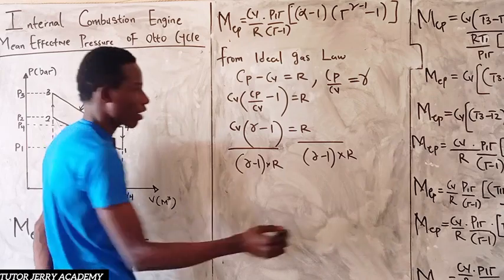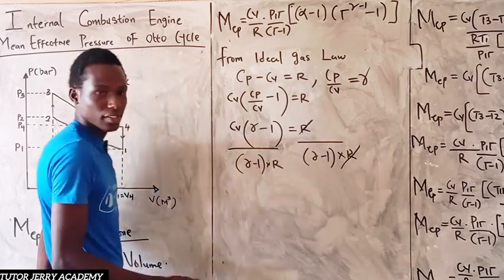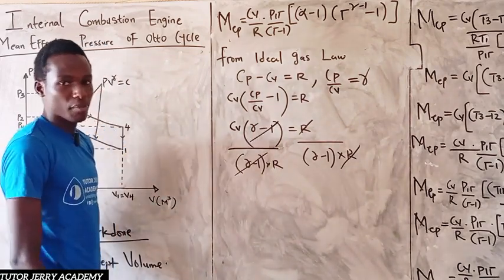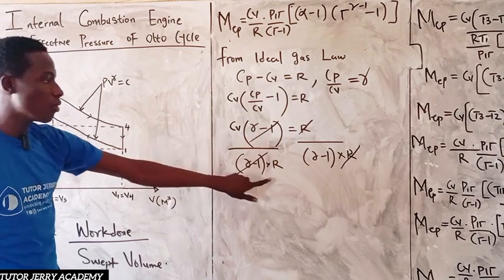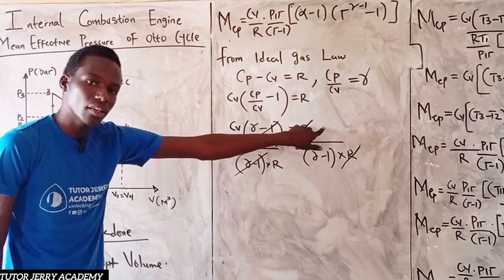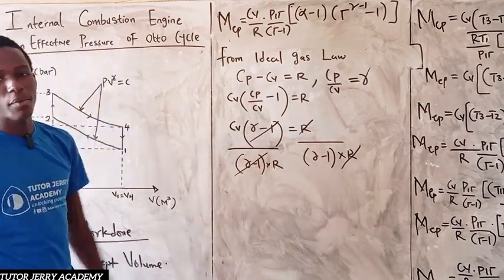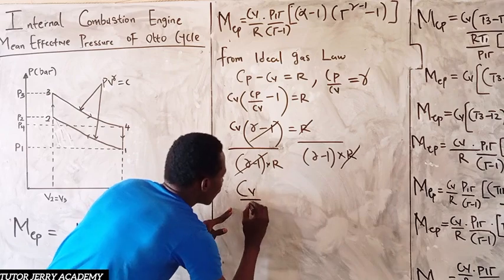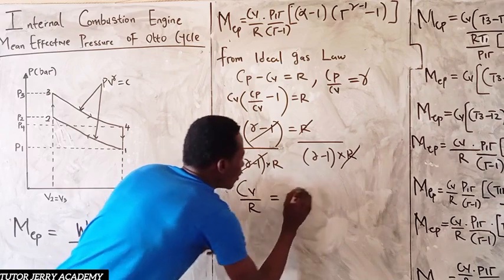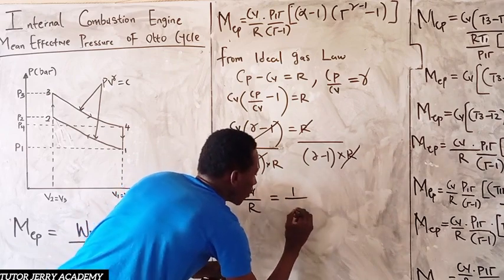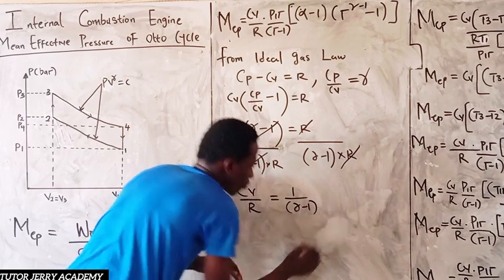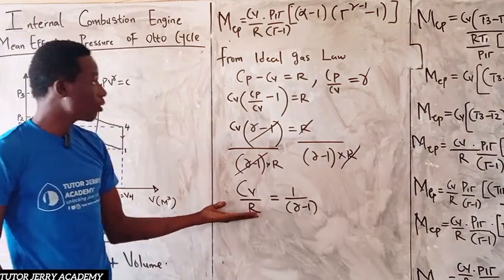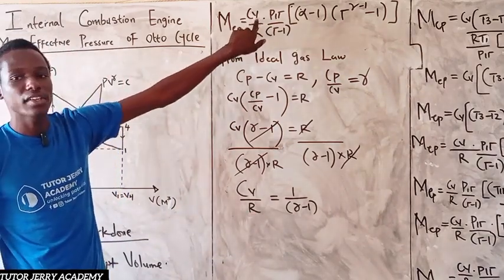Now from here, you agree with me that R can go with R, and the bracket of gamma minus 1 will go with the bracket of gamma minus 1. I'll be left with Cv over R equal to 1 over the bracket of gamma minus 1. So I have Cv over R equal to 1 over gamma minus 1, of course in brackets. So now I can substitute the value of Cv over R here in this equation.